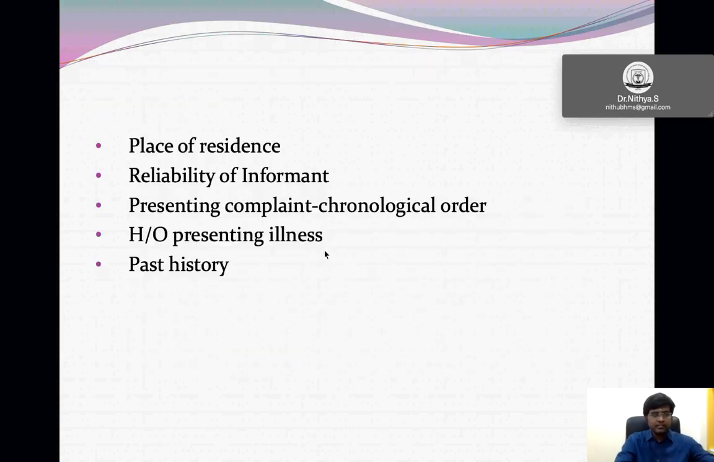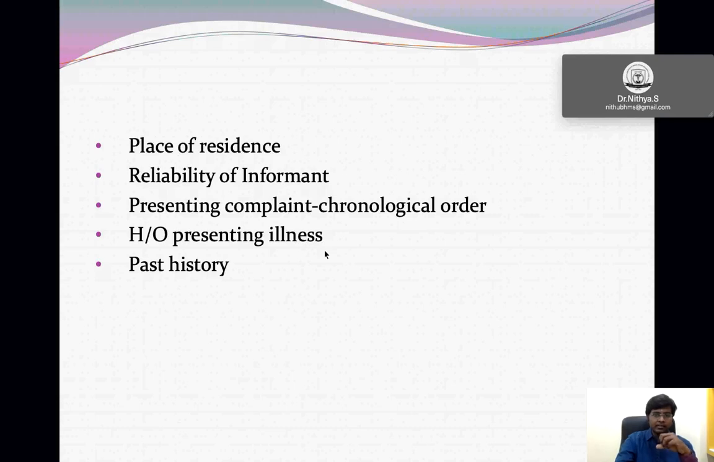Then their place of residence, which I have already told, and the reliability of the informant. Usually it's the mother who gives the history, but sometimes it might be a grandfather, grandmother, or a caretaker. So you should always know who is giving the history of the child, and confirm with them whether they have been the caretaker for quite a long time. Because if they take care of the child only for 1 day and bring the child, they may not give a very reliable history. So this is very important.